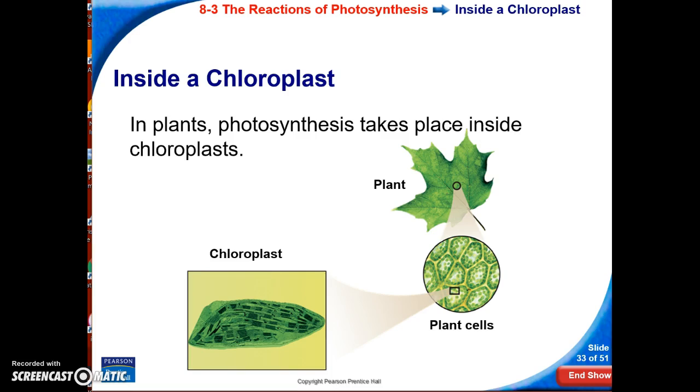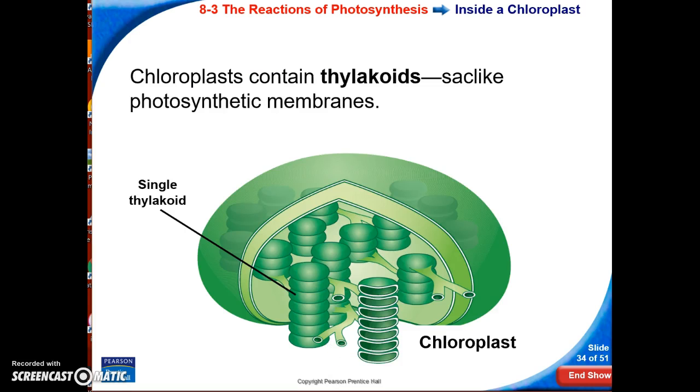So we're going to start from the outside of the plant. If you're looking at a leaf, and then you zoom into the leaf and look at an individual plant cell, that's where you find chloroplasts. So now next we'll zoom into the chloroplast and see what's inside of it.